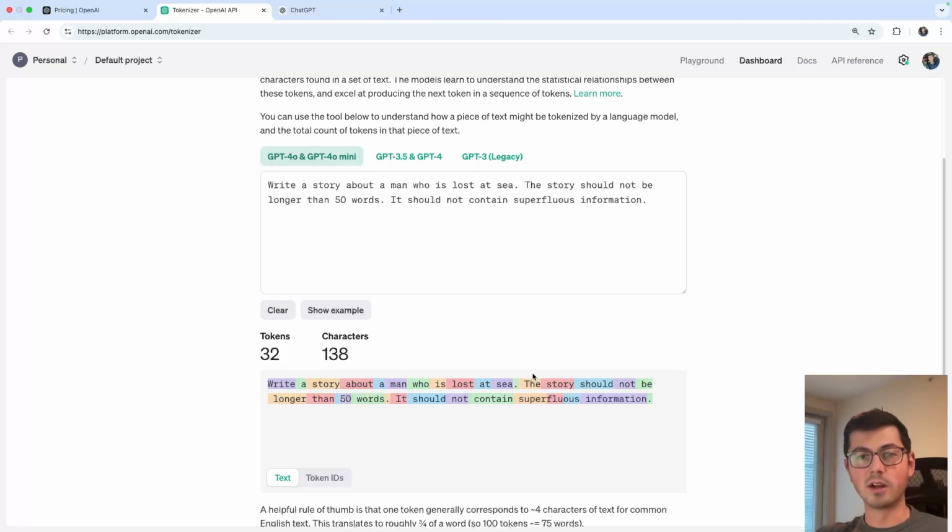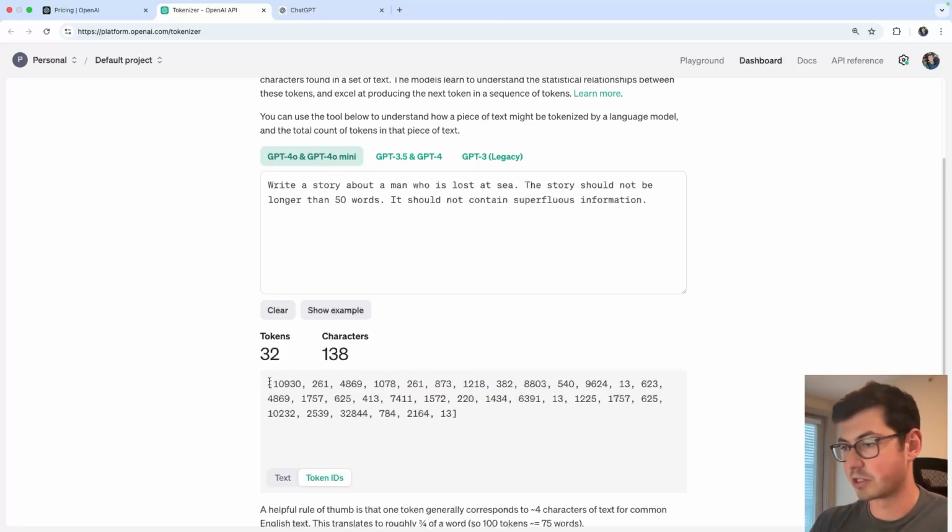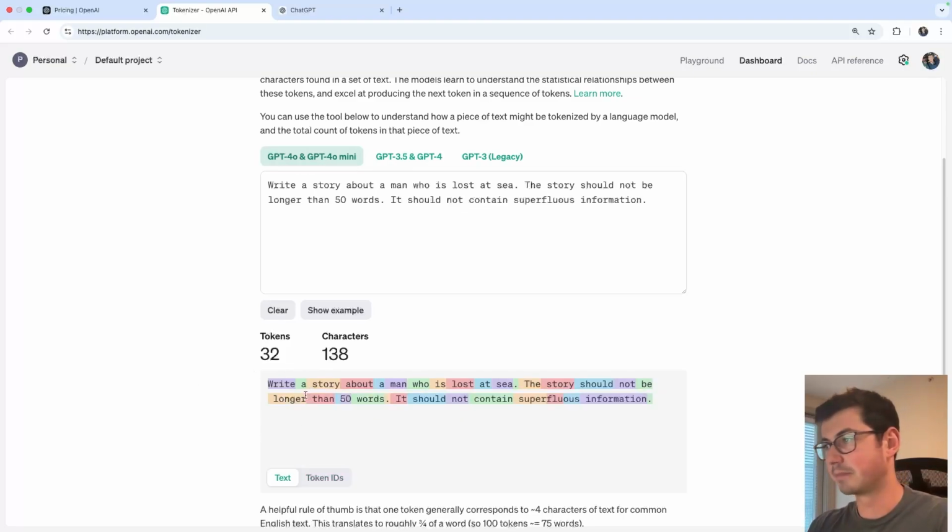I think in general, one word of English corresponds to about 0.75 tokens. That's not an exact formula. As we can see here, the word right corresponded to one token, as did most of the other words in this prompt. And if you're actually curious, the token IDs are visible here as well. So this is actually the raw input to the model, this vector of tokens, not this raw text here.